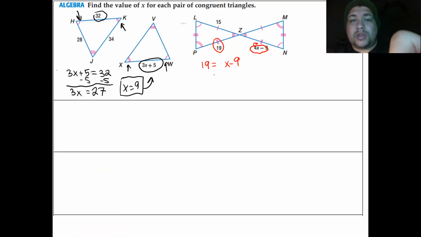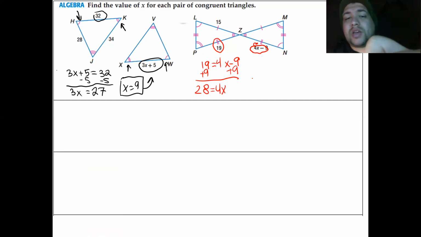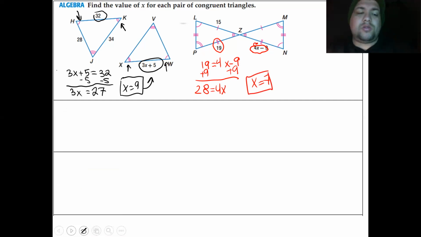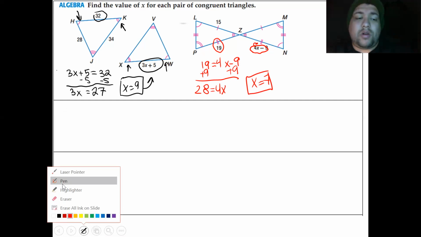We're going to get 4x minus 9. What I want to do is add 9 to both sides. Adding 9, I get 28 is equal to 4x. From there, we divide both sides by 4, and we get x is equal to 7. So corresponding parts, you can make them equal to each other, and it will work out the same way. Just make sure you are setting those parts equal to each other.